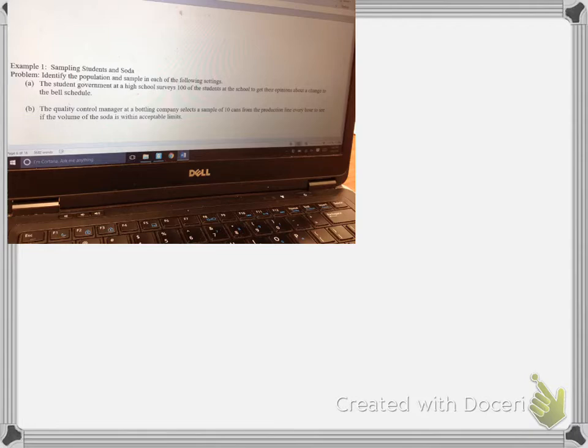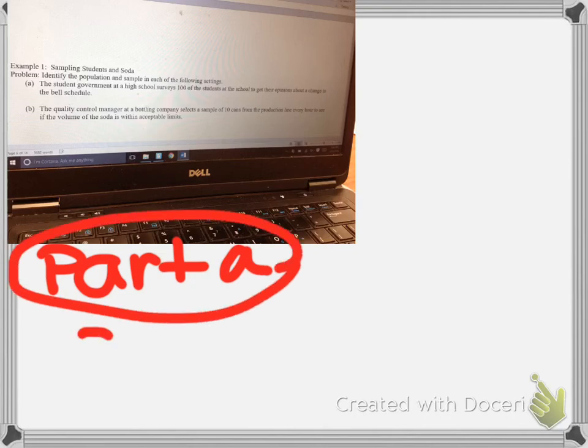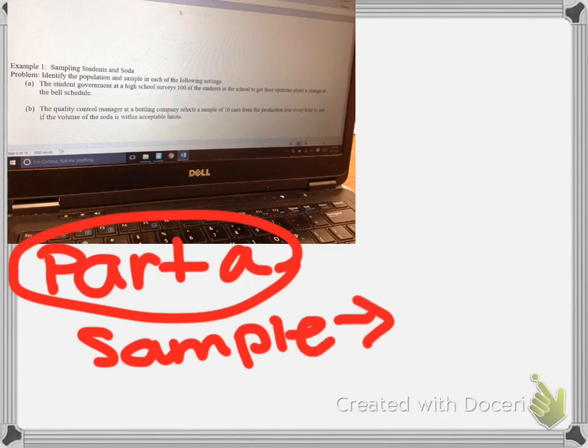And then finally, I would just want to make sure that you understand the difference between the population and a sample in the following. The student government in a high school surveys 100 of the students at the school to get their opinions about a change to the bell schedule. You will be asked to identify the difference between a population and a sample. Let me give you, for instance, for part A, my best way to help you with this: do the sample first. The sample always has a number attached to it, okay? I took a small bite of cookie, okay? I had half a piece of pizza, okay? And then you draw a conclusion about the whole thing.